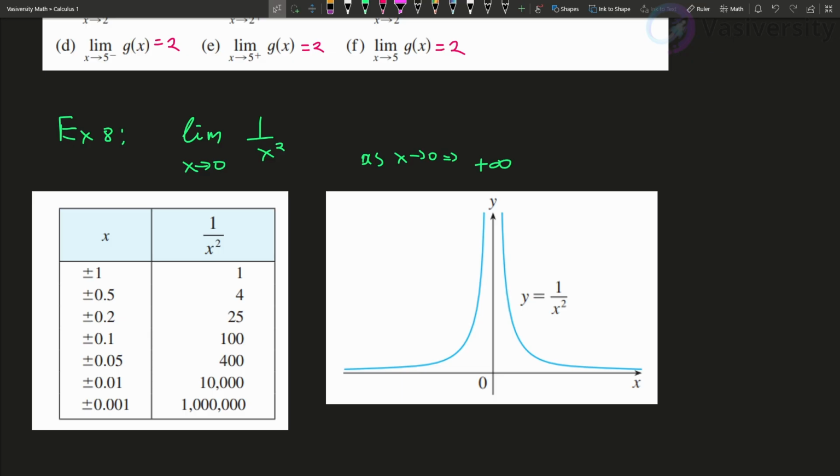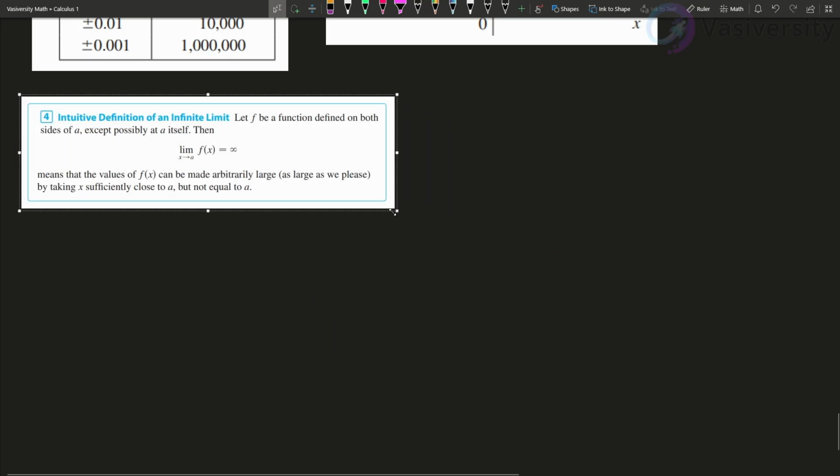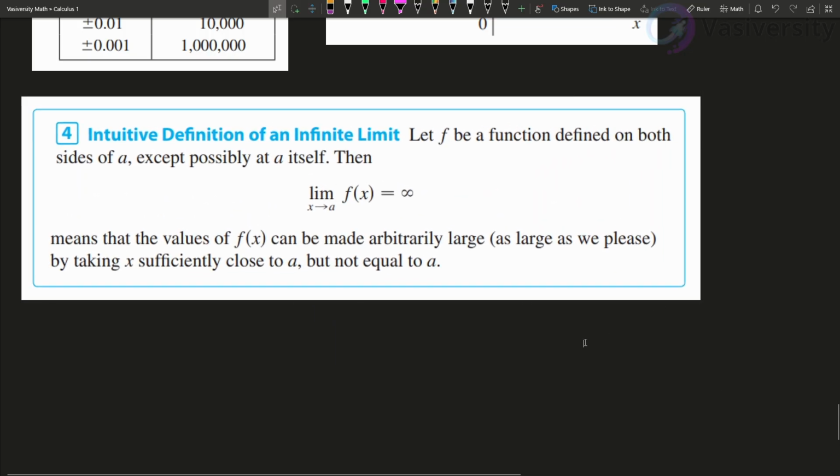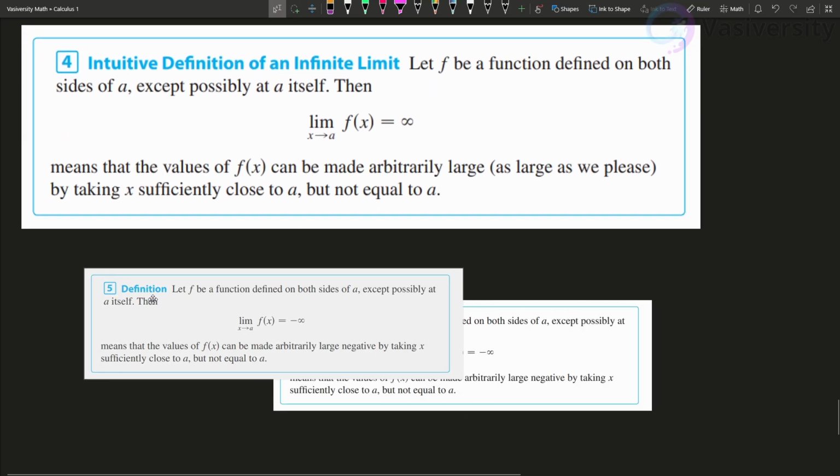So let's give a more intuitive definition of the infinite limit. Let f be a function defined on both sides of a, except possibly at a itself, as always. Then the limit as x approaches a of f of x is equal to infinity means that the values of f of x can be made arbitrarily large as we please, by taking x sufficiently close to a, but not equal to a.